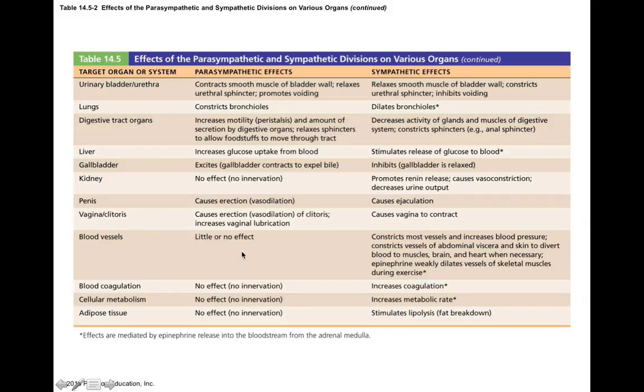On blood vessels, your parasympathetic nervous system has little to no effect, whereas pretty much most blood vessels of your body get sympathetic tone to help regulate blood flow and blood pressure. Parasympathetically, you have no effect on coagulation, metabolism, or adipose. However, the sympathetic nervous system can increase your coagulability of blood, which makes sense because you want to be able to clot during the fight or flight response. Your sympathetic nervous system can increase metabolic rate. It can also stimulate lipolysis by acting on beta-3 receptors for fat breakdown and an increase in free fatty acids within your bloodstream during the fight or flight response.